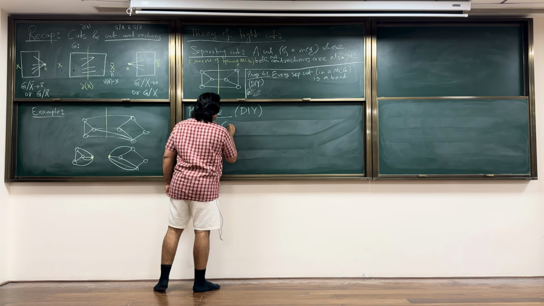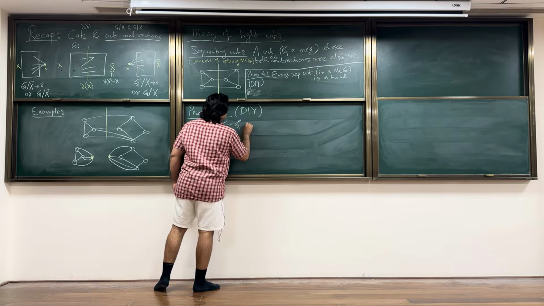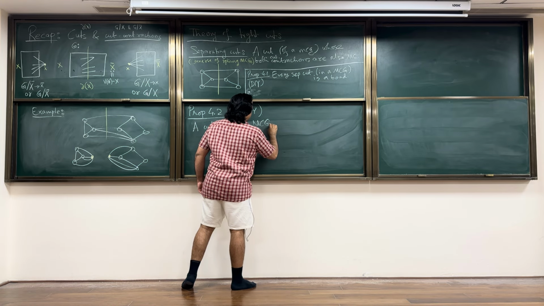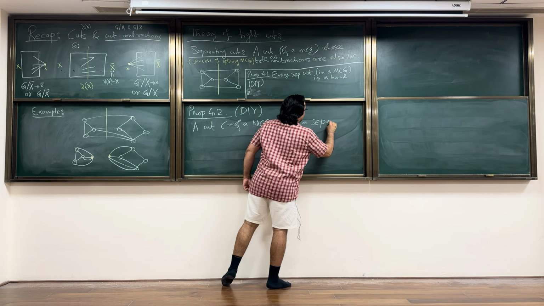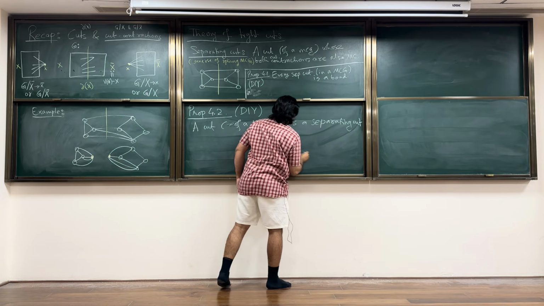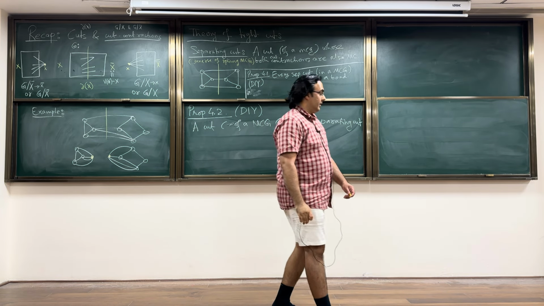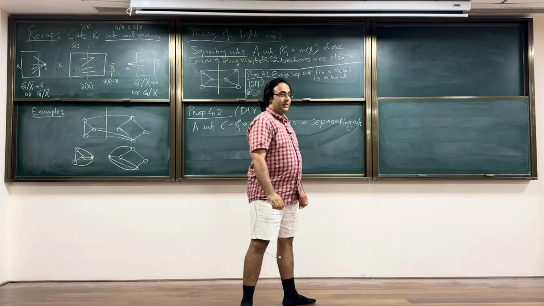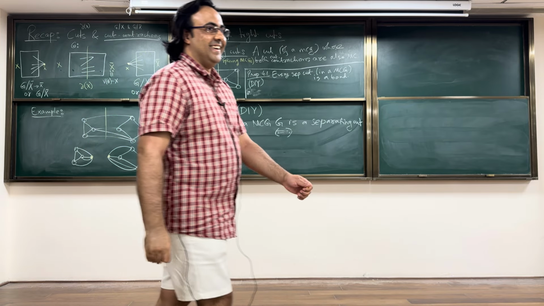A cut C of a matching covered graph G is a separating cut if and only if... Last time this was a TIY because I did not even give you the statement. Today we will reveal the statement and make it a DIY.